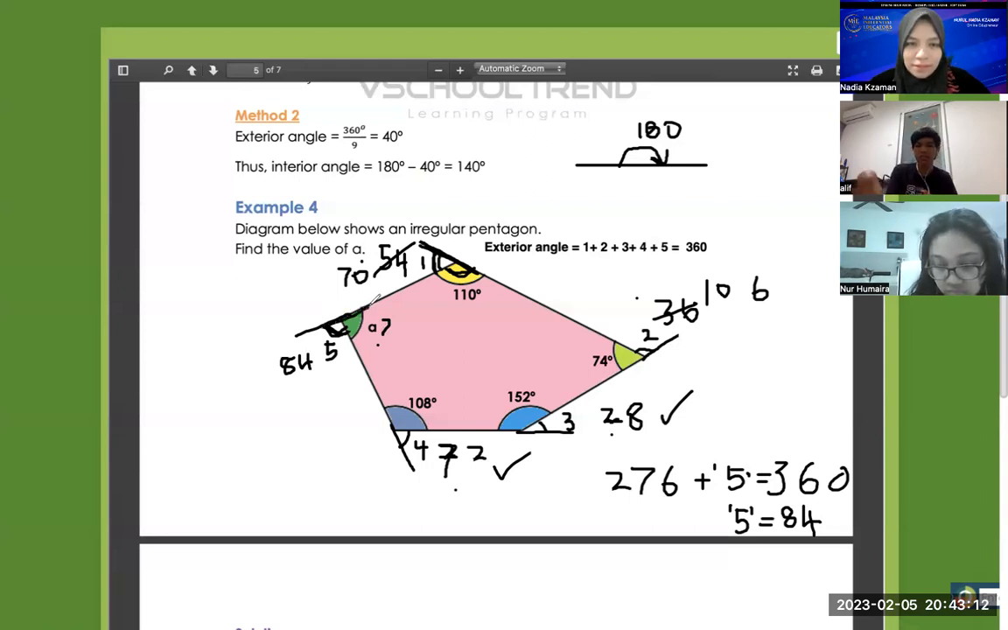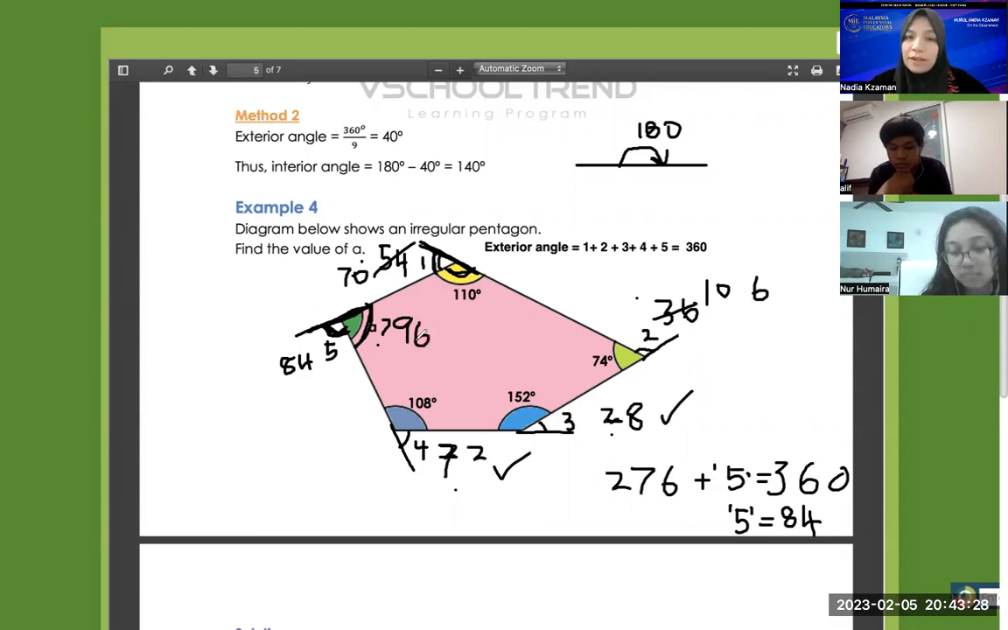Remember, this is a straight line. So in terms of straight line, we have 84 here. What will be the value of A? 96. 180 minus 84. So you get 96.